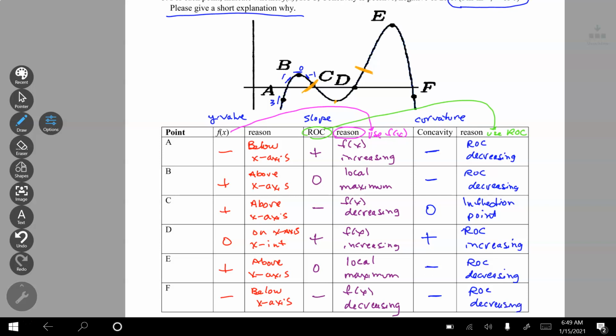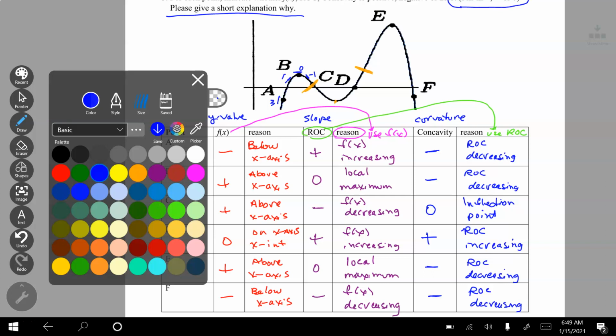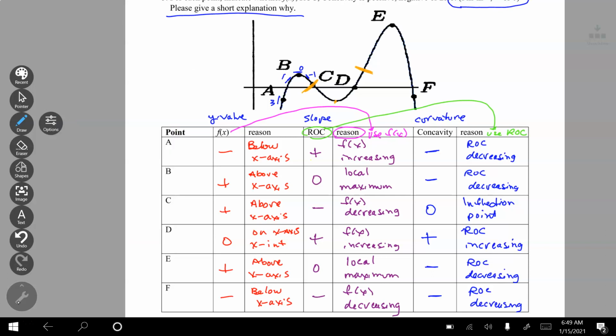Now I don't want you to overthink. Every time, I put a positive sign here, and look, I put the word increasing. I use a negative sign here, I put the word decreasing. But you have to tell me what's increasing or decreasing. You just can't put down, oh, ROC is positive, increasing. You have to say the function is increasing. Or you can't say concavity is negative and just put decreasing. You have to say the ROC or the rate of change is decreasing. They go hand in hand.